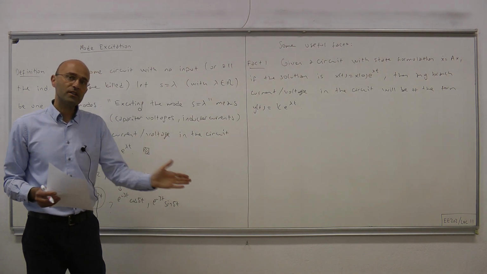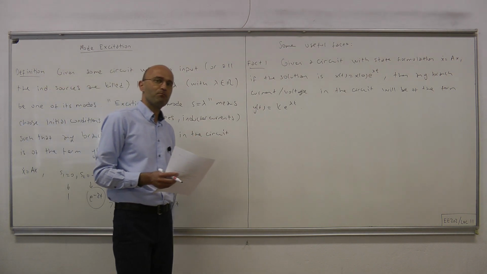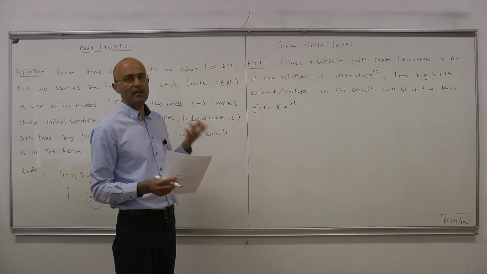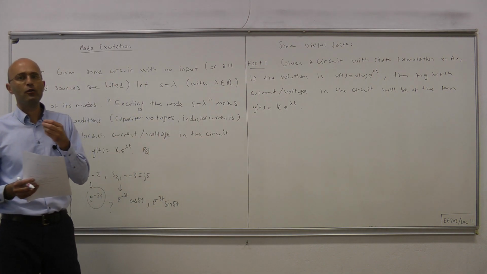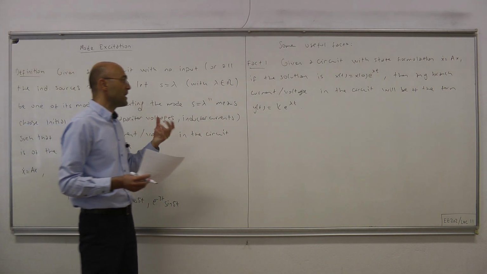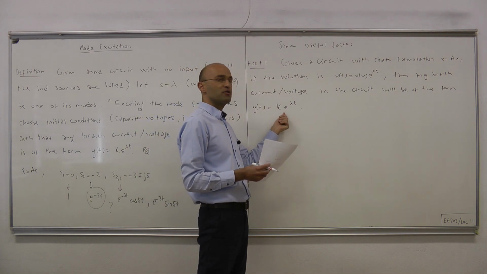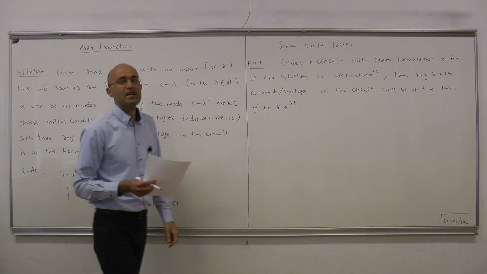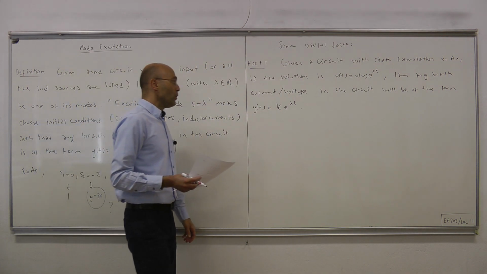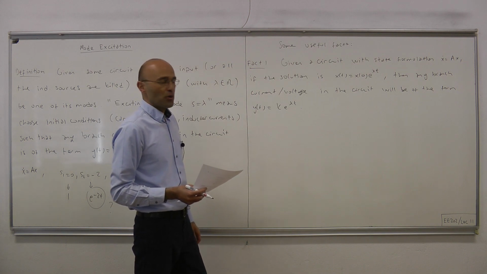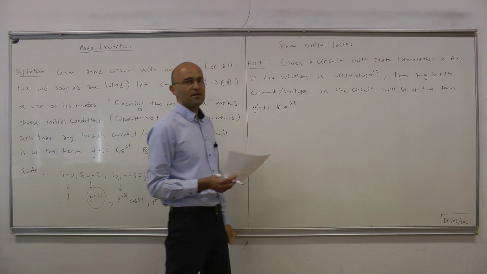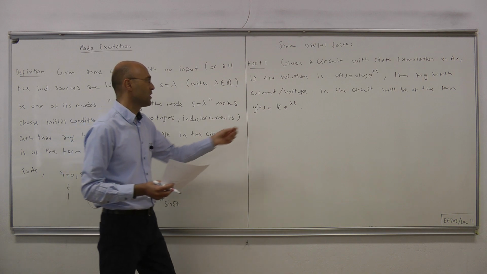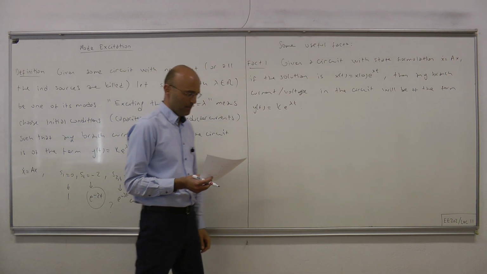And then once all the dynamic components are replaced by independent sources, the circuit clearly becomes LTI resistive with all the inputs in the circuit of this form. And then by linearity, clearly all the outputs in the circuit will inherit the form of the input, which is something times e to the lambda t.